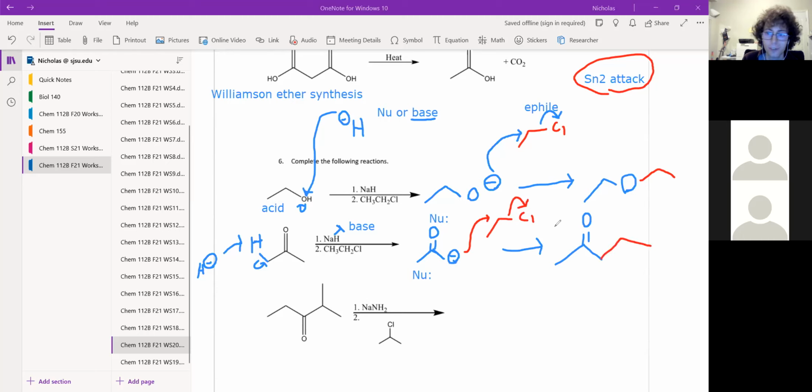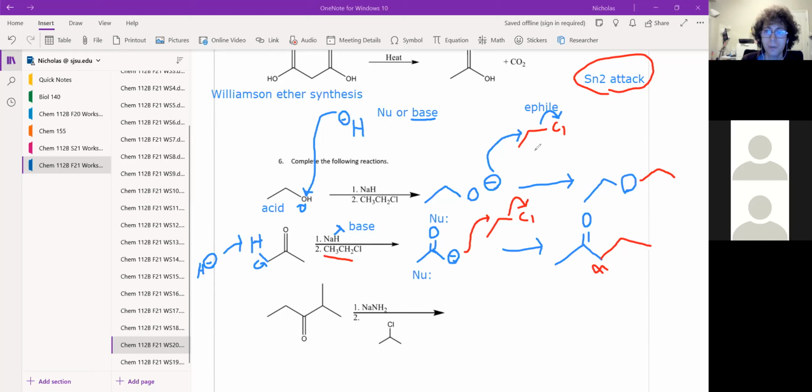So this is the product you get. And I'm just color coding it to show what we added. We added it to the alpha spot. It was an ethyl with a leaving group. So we added an ethyl group to the alpha spot as the final product.